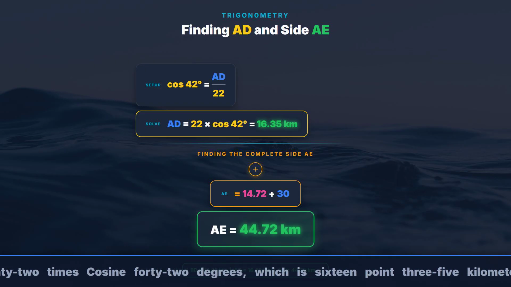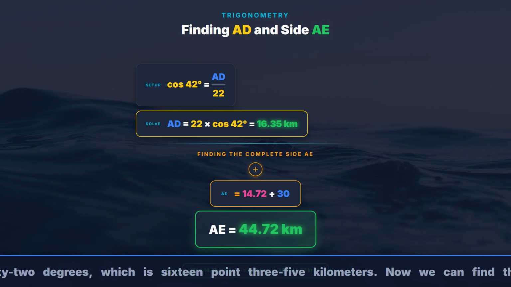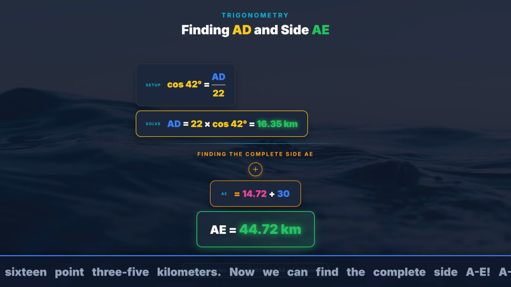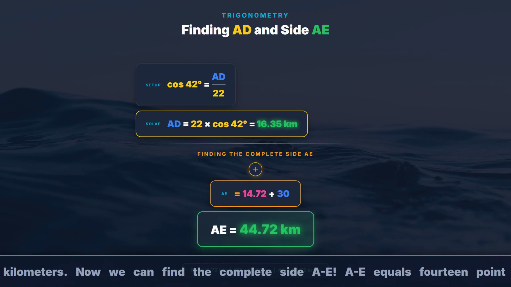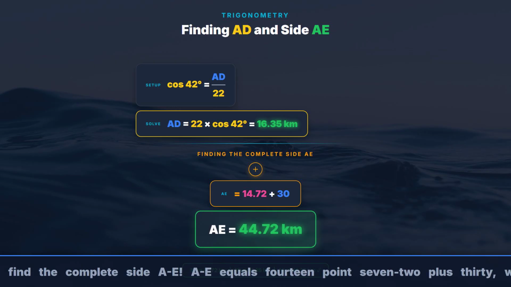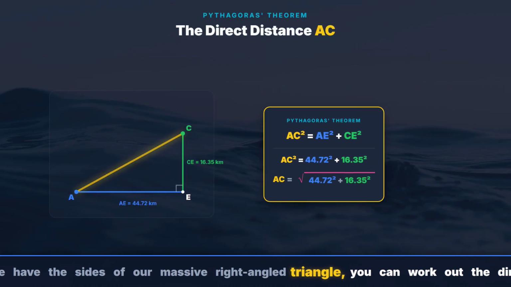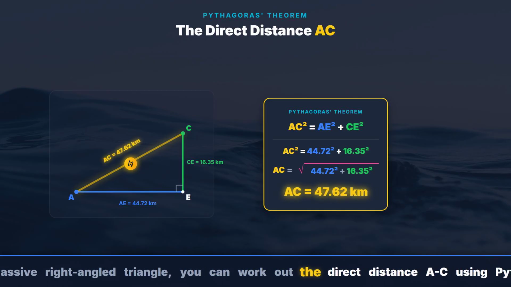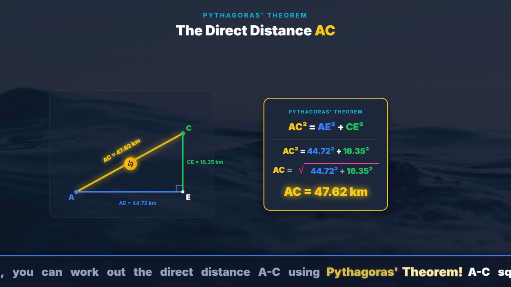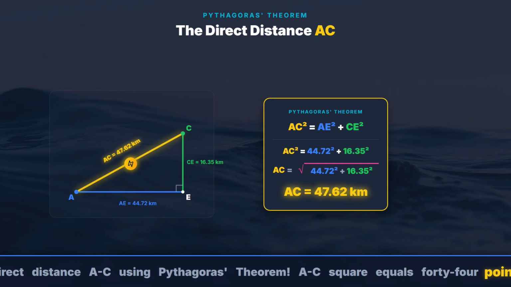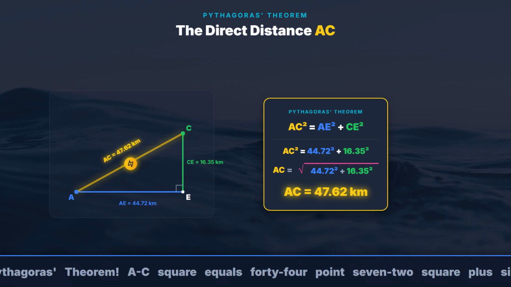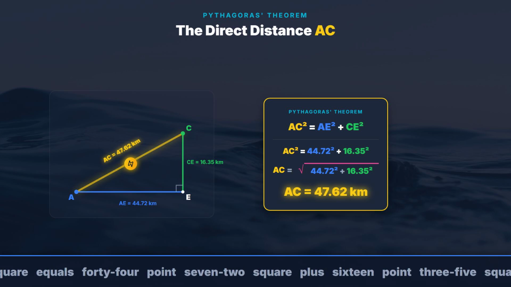Now we can find the complete side AE. AE equals 14.72 plus 30, which gives us 44.72 kilometers. Now that we have the sides of our massive right-angled triangle, you can work out the direct distance AC using Pythagoras' theorem. AC squared equals 44.72 squared plus 16.35 squared. Taking the square root, AC equals 47.62 kilometers.